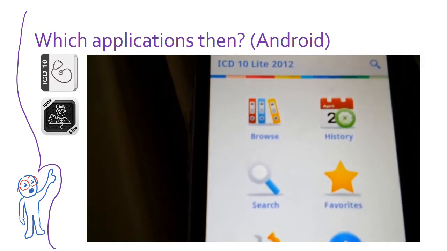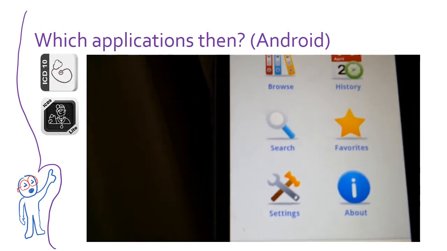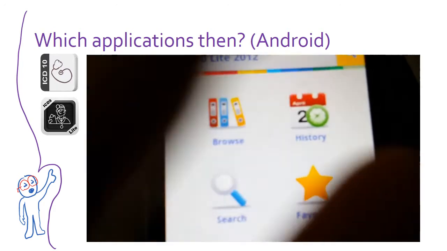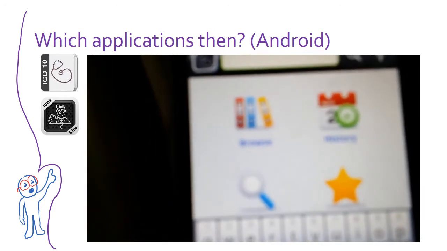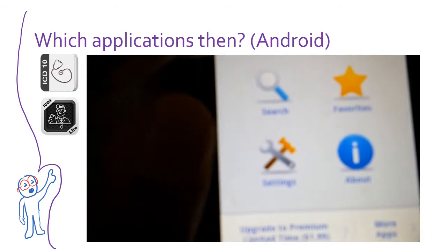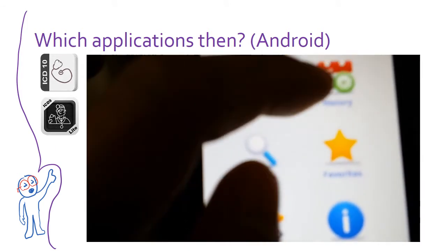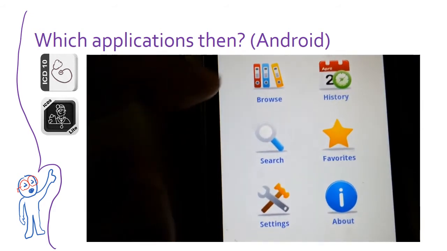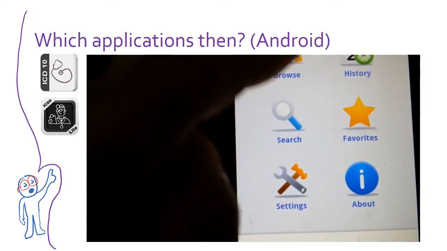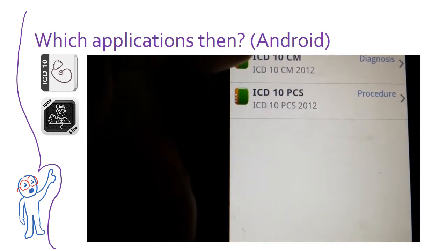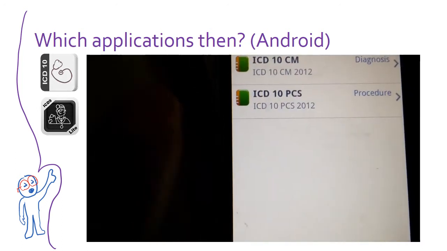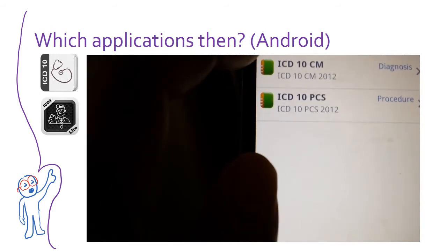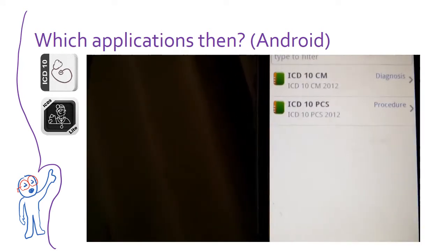ICD-10 Lite 2012 version has the same interface as the ICD-9. It also has a search button on the upper right corner, which also offers voice search capability, provided that you are connected to the internet. It has history and also favorites functions. You can also search manually by clicking the browse button. It works based on the ICD-10 CM code, which is slightly different from the ICD-10.